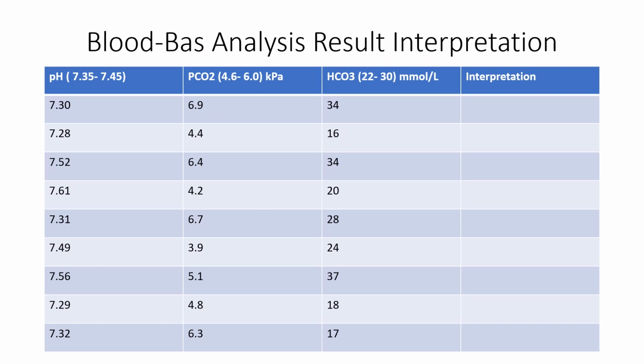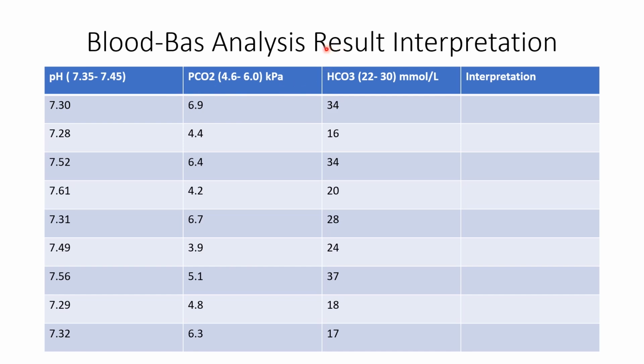I am going to use this table to explain the interpretation of blood gas analysis using the results provided. In the results, we have the pH, which normally should range between 7.35 and 7.45. Any value below 7.35 is acidosis, and any value above 7.45 is alkalosis. Secondly, we have the partial pressure of carbon dioxide, which is the respiratory component of the result, and it should range between 4.6 and 6.0 kilopascal. So any value below 4.6 is alkalosis, and any value above 6.0 is acidosis.